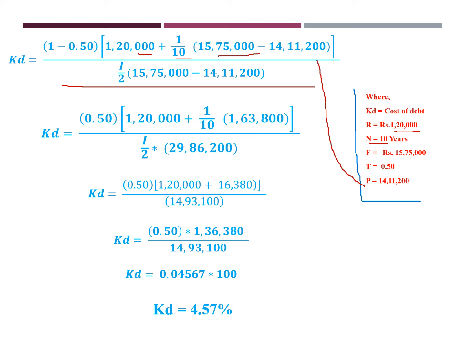Okay, same thing, half into, sorry, it should be plus 15,75,000 plus 14,11,200. Clear about this? So when you go on substituting the values, you will get these values. Ultimately, I have brought it as 4.57. That is because this is 0.04567. So that I have converted into percentage. So this is the answer. Cost of debt is 4.57. Clear about this?